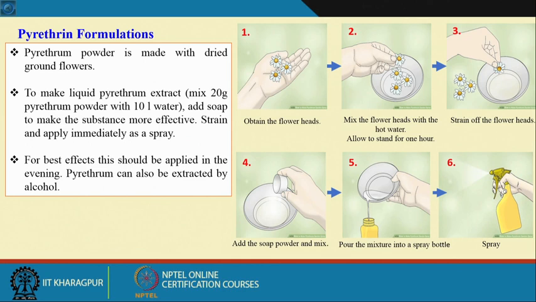So, these are the processes. Obtain the flower heads, mix the flower heads with hot water, allow them to stand for 1 hour, strain out the flower heads, then add the soap powder and mix, then pour the mixture into a spray bottle, and you can spray directly on the crop canopy. So, this is about the pyrethrin.